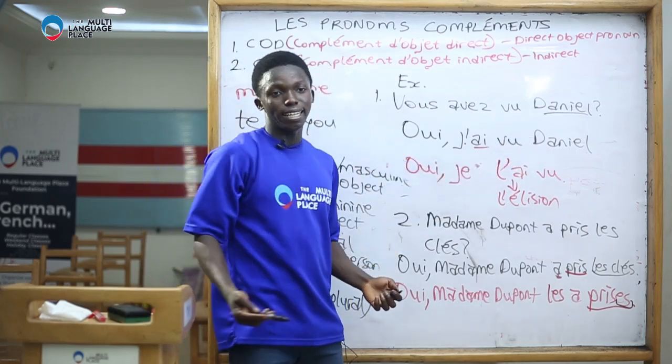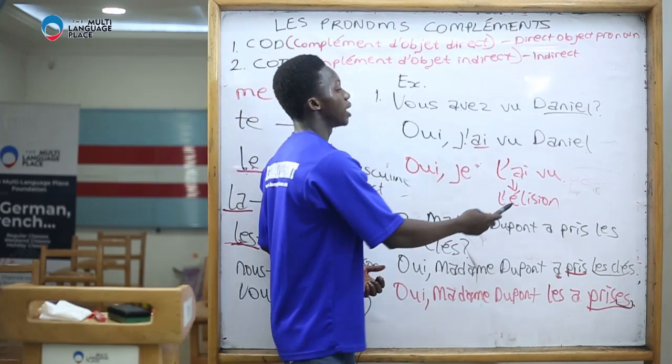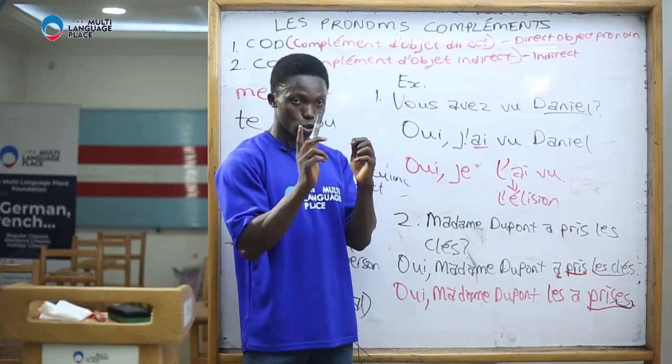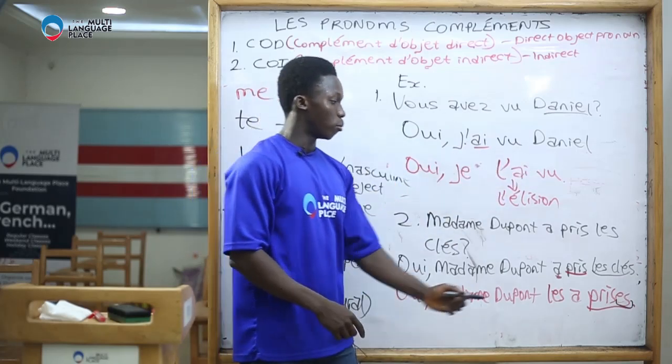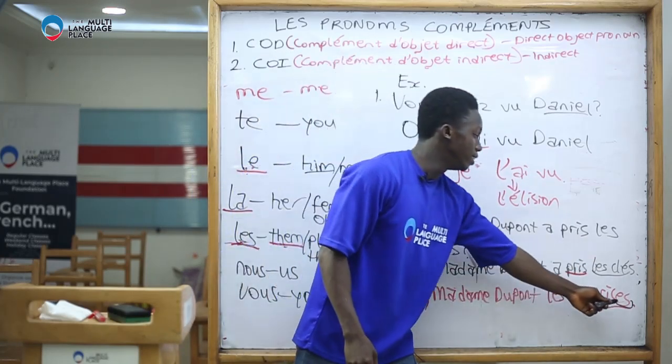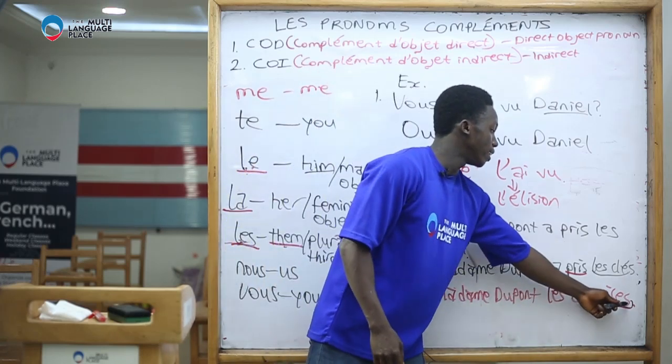Remember, we were talking about Daniel here. Daniel is masculine, so we don't add anything, and it's also singular, just one person. We are not adding anything. But here it is feminine, so we add E. It is plural, so we add S.